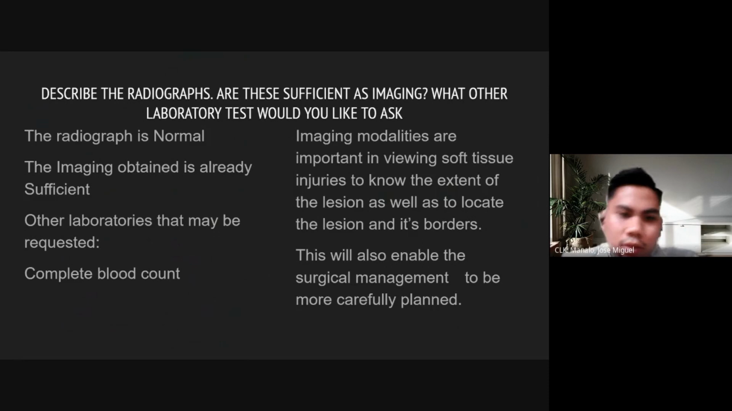Next, imaging modalities are important in viewing soft tissue injuries to know the extent of the lesion, as well as to locate the lesion and its borders. This will also enable the surgical management to be more carefully planned.